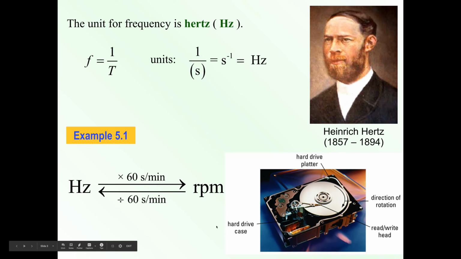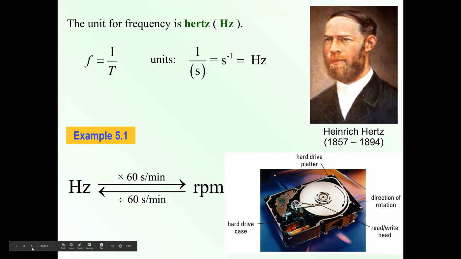So different things that we might look at for revolutions, things like a hard drive. It's going so fast that the period is 0.00833 seconds. So it's such a small number that it makes it a lot easier for us if we get that in hertz. And so in hertz, that would be 120 hertz for the revolutions on this hard drive. So it spins around 120 times in a second.